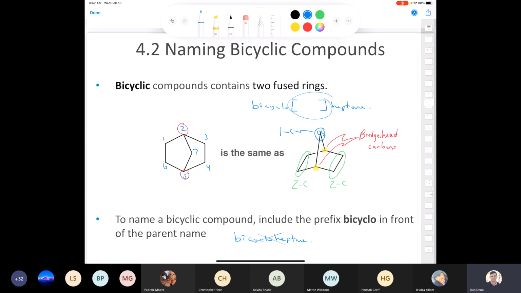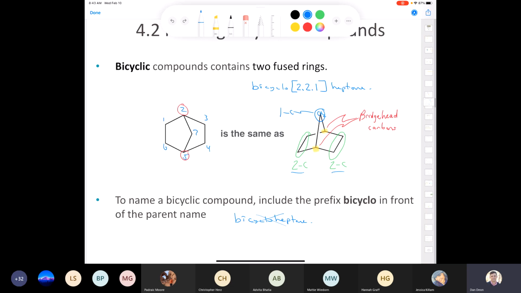So the 3 numbers that go inside the square brackets are the numbers of the carbons in the bridges. You start with the biggest bridge and you go to the smallest bridge. Well, 2 of the bridges have the same number of carbons. So we put a 2, then you put a dot or a period. You put a 2 for the other bridge, and then you put 1 for the last one. So that's how you name this compound. So this compound, same compound, would be bicyclo[2.2.1]heptane. Okay, it's all based off of the bridgehead carbons.